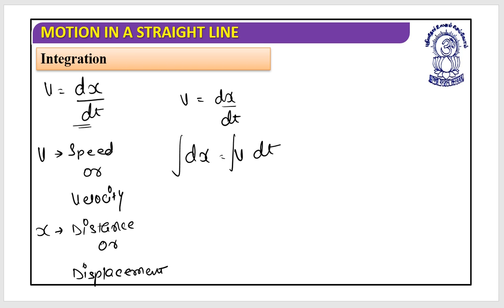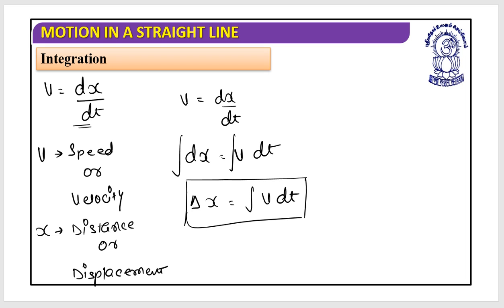If I integrate this on both sides, it would be delta x. That will give me the integration of v dt. So this delta x is equal to the integration of v dt. Are you done with this?